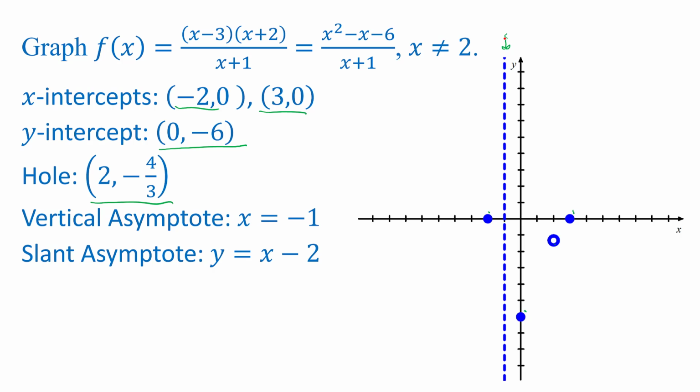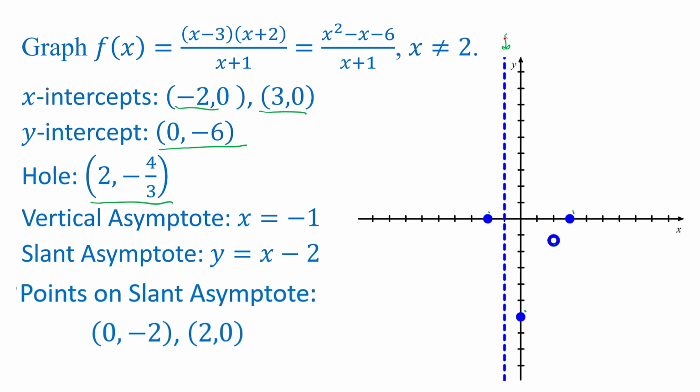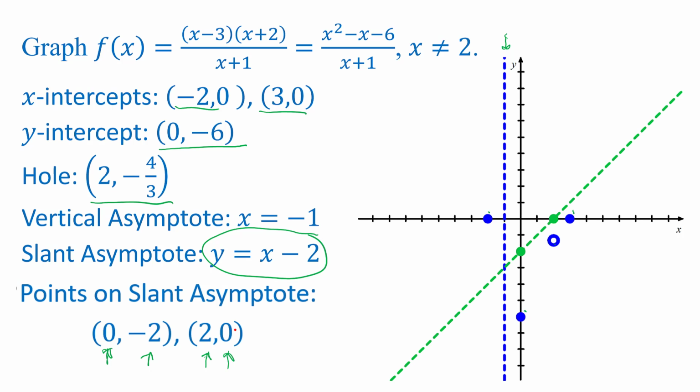The slant asymptote, remember we need to plot a few points to draw this line as our dashed slant asymptote. So for some points on the slant asymptote, we can plug in an x value of 0 to give us a y coordinate of -2. We can plug in an x coordinate of 2 to give us a y coordinate of 0. Then I'll go ahead and plot these 2 points on the slant asymptote and connect the points with the dashed slant asymptote. And now what have we got going on here?